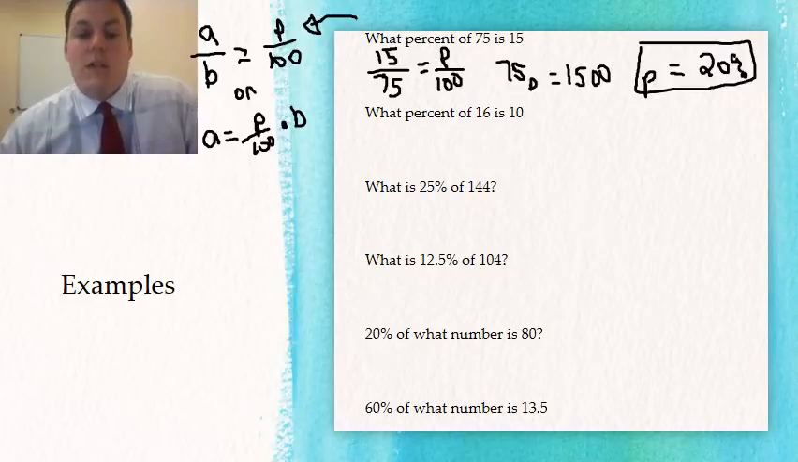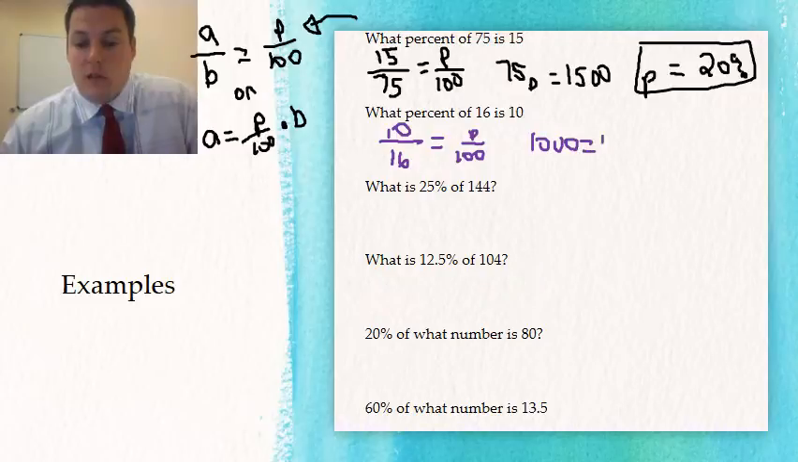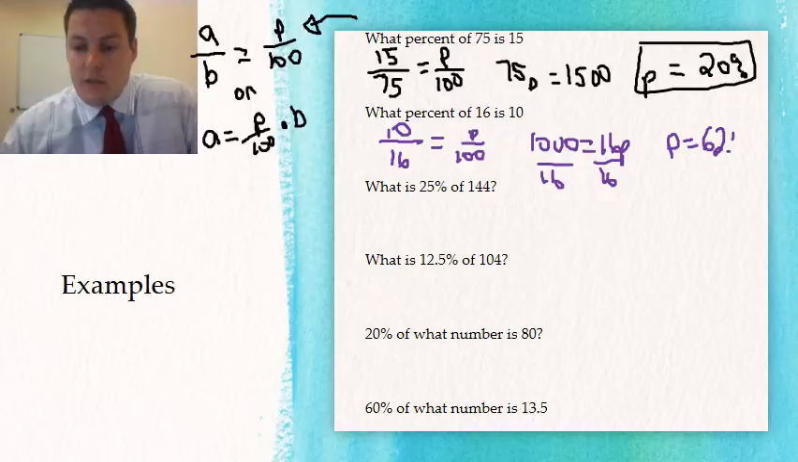We're going to do the same thing for this bottom one. We have a part over a whole, so we have 10 over 16 equals P over 100. We cross multiply because we have a proportion, we have two ratios that are equal. Now we have 1,000 equals 16P. We divide both sides by 16, and we get 62.5%.